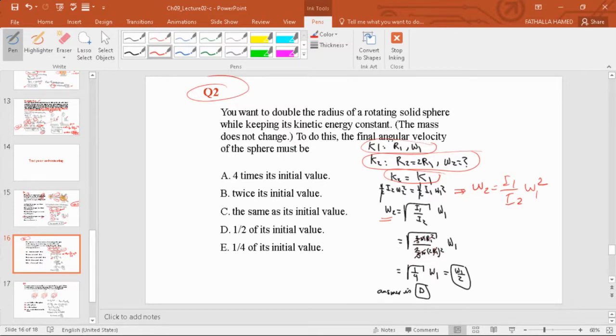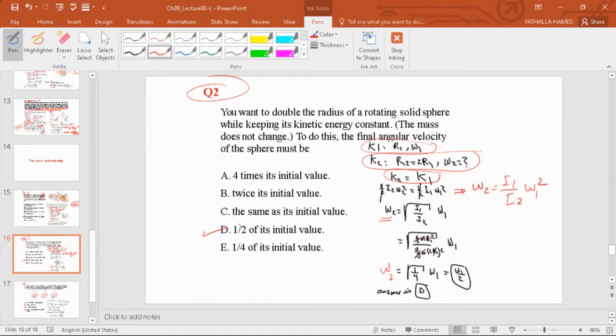The 2 over 5 will cancel, the m will cancel, r1 will cancel, but you'll end up with a 4. So you end up with 1 over 4, and the square root of 1 over 4 will give you 1/2. And that's why omega 2 here is equal to omega 1 over 2. That's why we say that the answer here is 1/2 of its initial value.